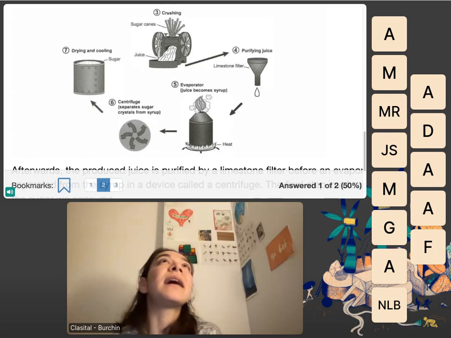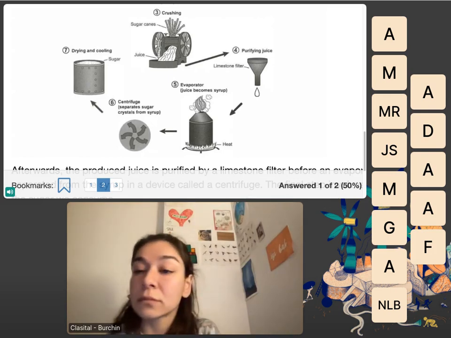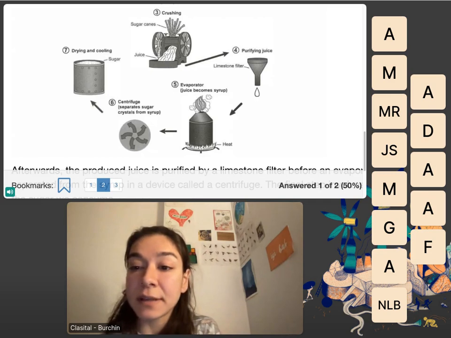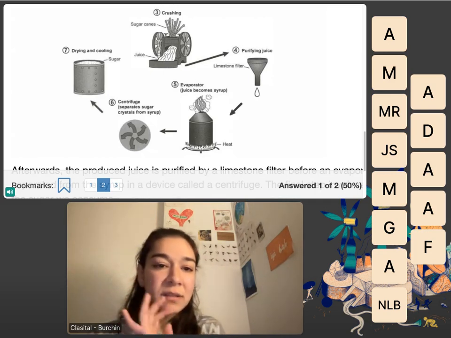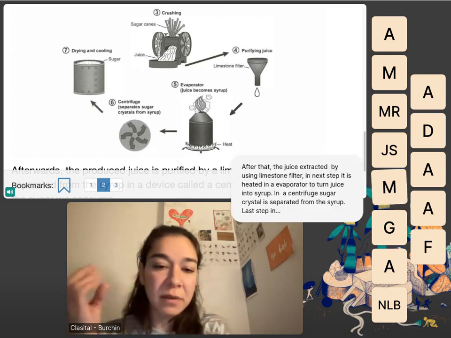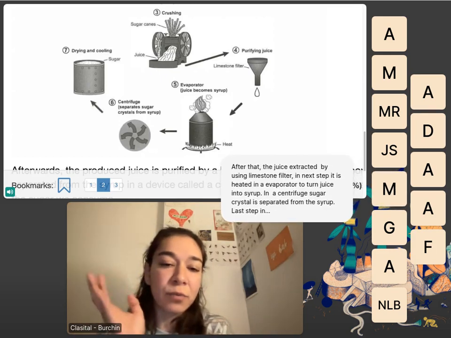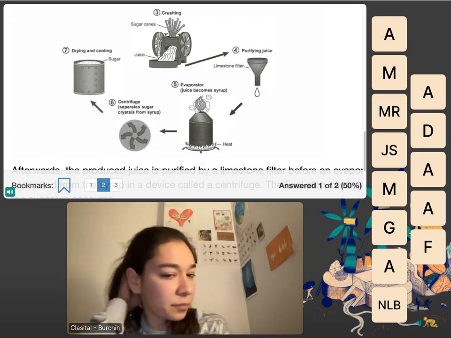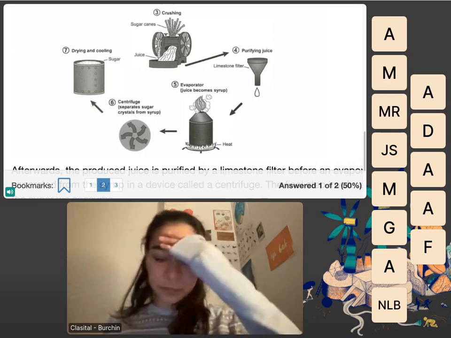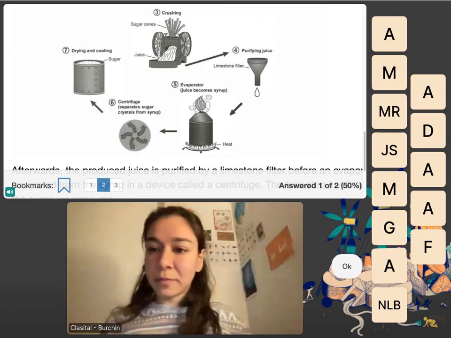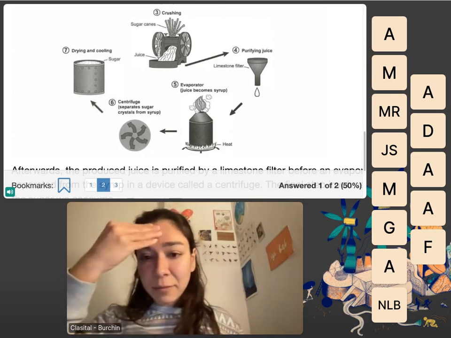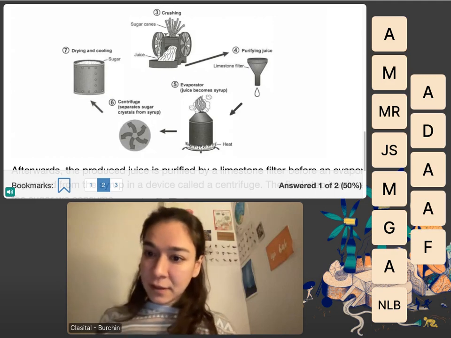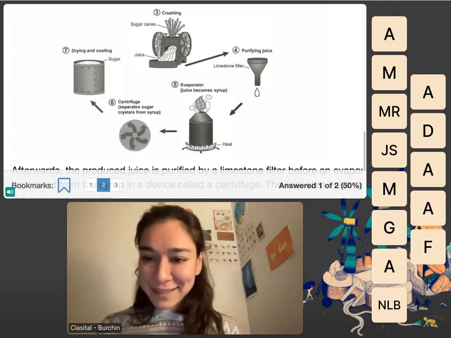And also you can add, then it's, in the last step, the sugar crystals are cooled and dried in large containers, and in this way the sugar is produced. For example, and at the end of this process, the sugar is produced. Sorry, after giving so much feedback, my brain stops. Thank you for the feedback.